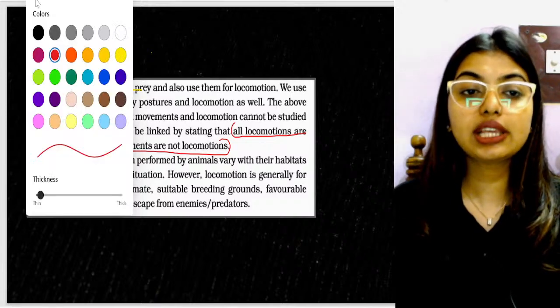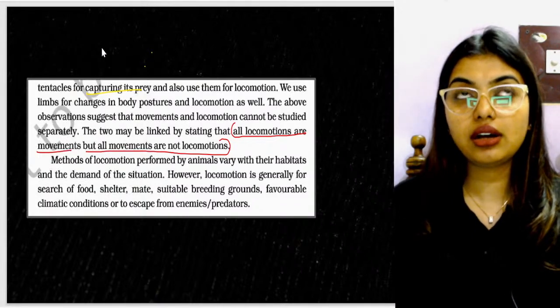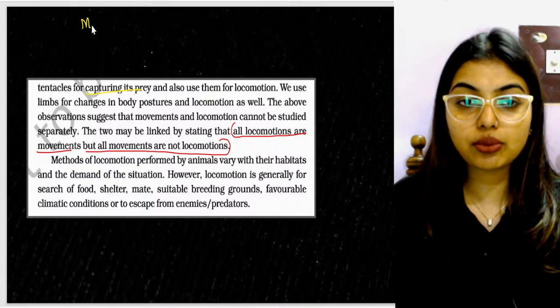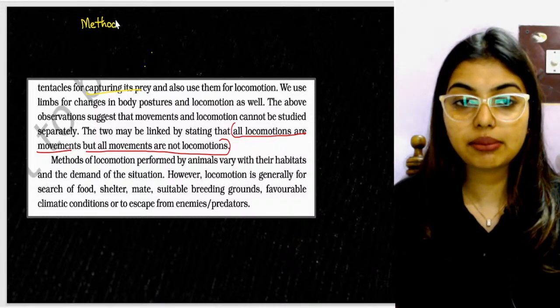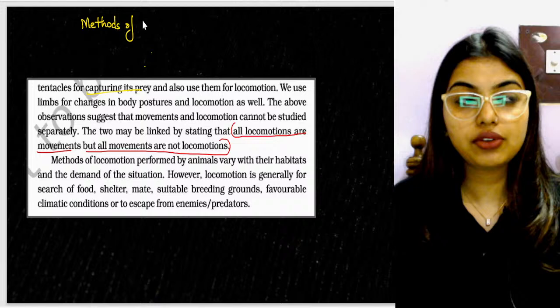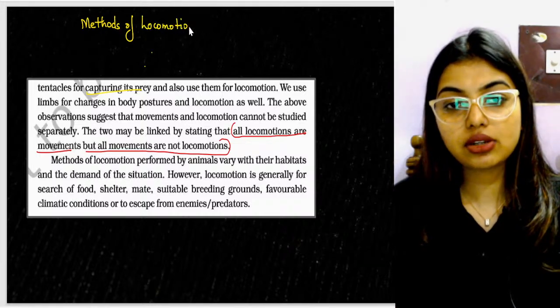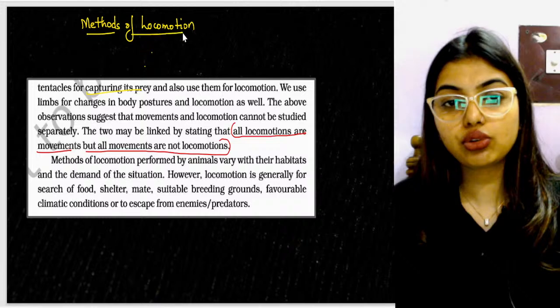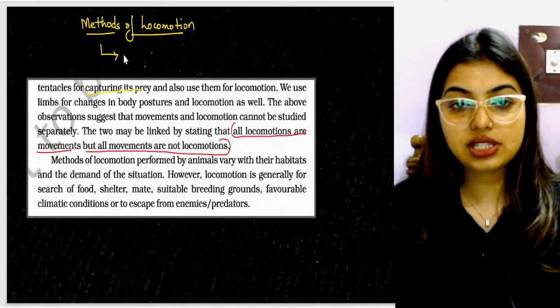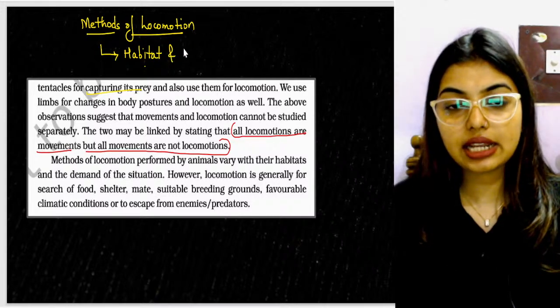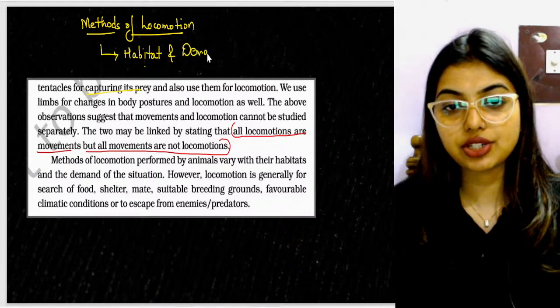So two things are going to affect the locomotion and movement. That is going to be the methods of locomotion. So, methods of locomotion, students, two things are going to affect. Okay, first thing is going to be habitat, and second one is demand of the situation.